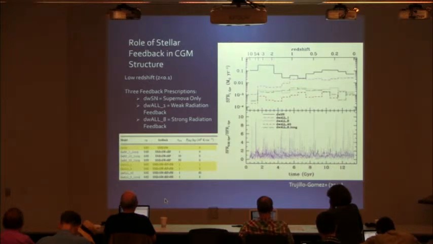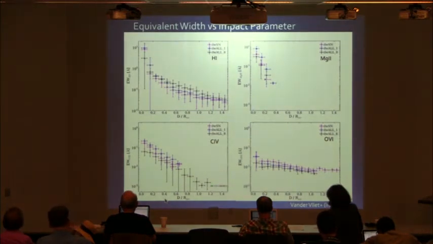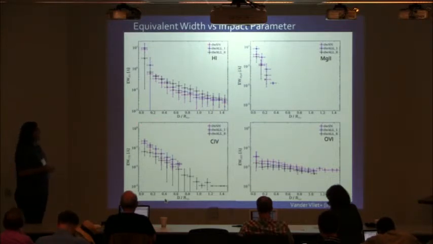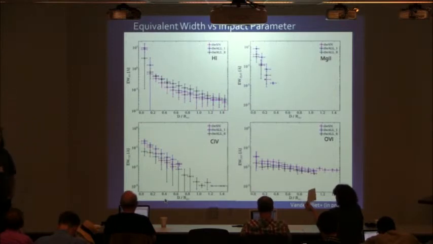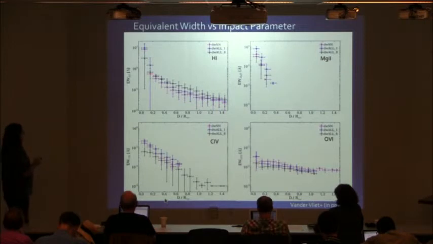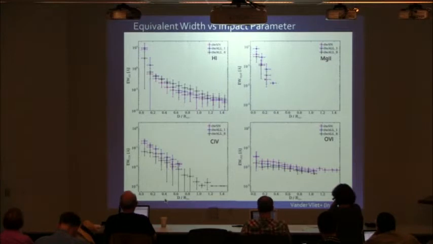We ran 1,000 lines of sight for each snapshot and looked at the global average properties of these galaxies. The first thing we looked at is the equivalent width versus impact parameter. So we have the strength of the equivalent width versus our impact parameter. We go up to 1.5 virial radii. We have our hydrogen, magnesium 2, carbon 4, and oxygen 6, comparing the different feedback mechanisms, and there doesn't seem to be much of a difference. These feedback mechanisms, which cause strong differences in the galaxy itself, do not seem to have much of a different effect on the CGM itself.